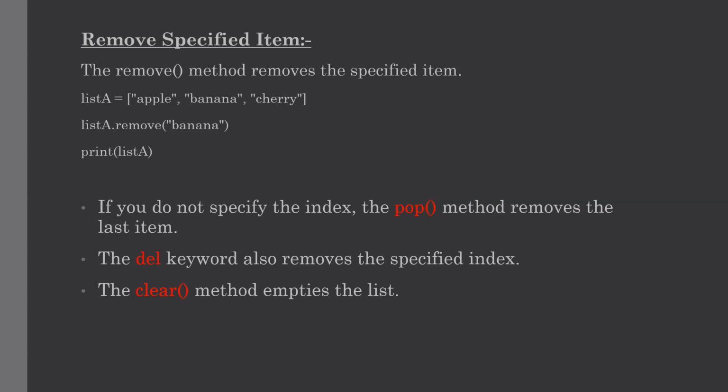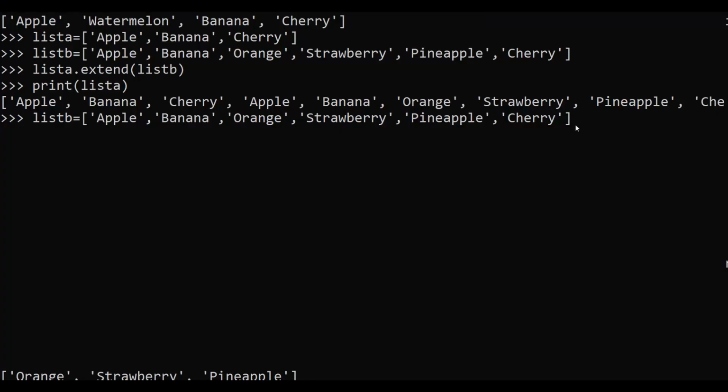The next topic is how to remove a specified item from the list. For this purpose, we use the remove method, which removes the specified item from the list. So let me show you with an example. Let's consider list B which contains 6 items.